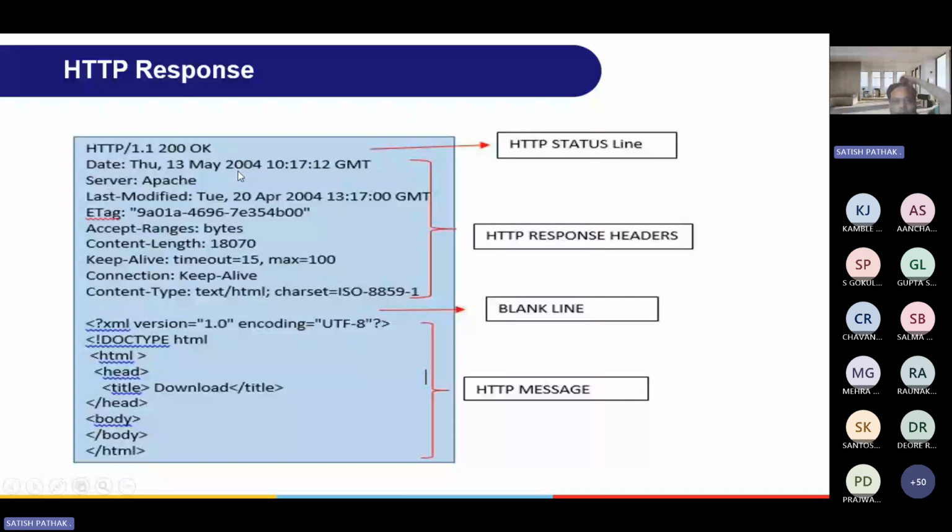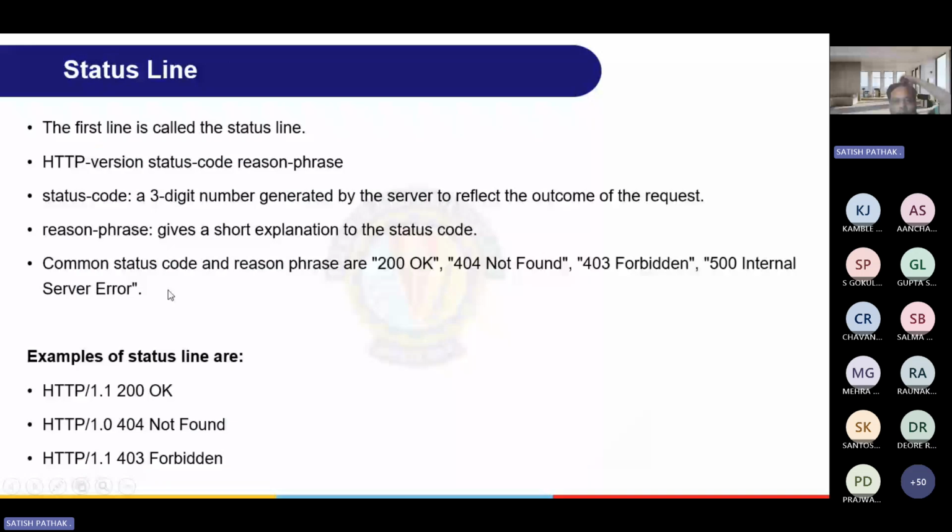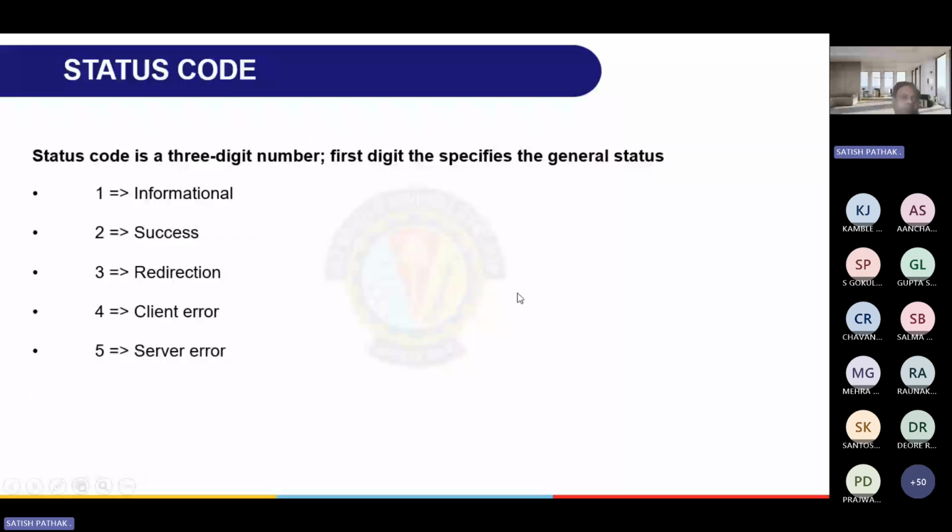Common status codes and reason phrases are 200 OK, 404 Not Found, 403 Forbidden, which means you are restricted from accessing that particular thing, and 500 Internal Server Error. Examples of status lines are 200 OK, 404 Not Found, or Forbidden. Forbidden means that you have been restricted from doing this. And these are the status codes as 3-digit numbers.